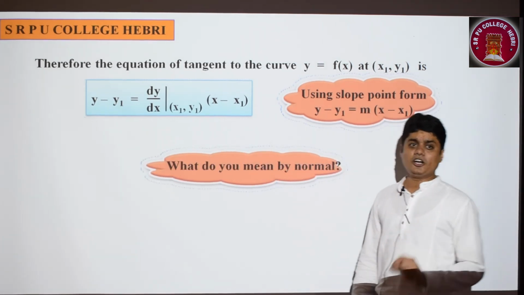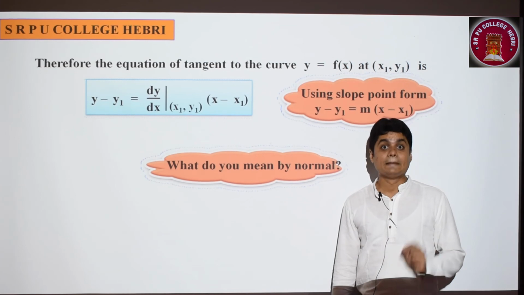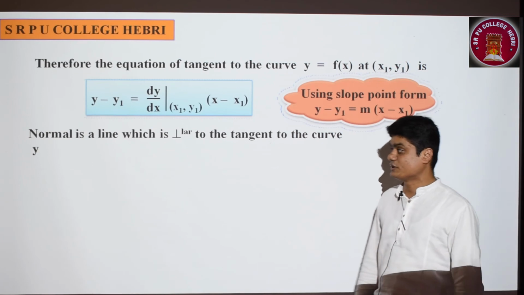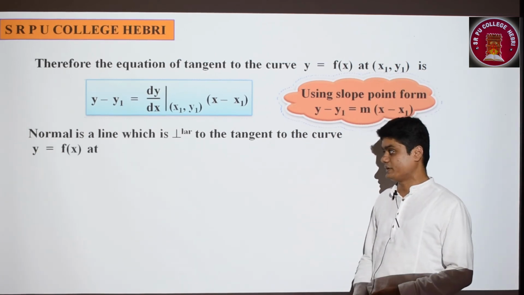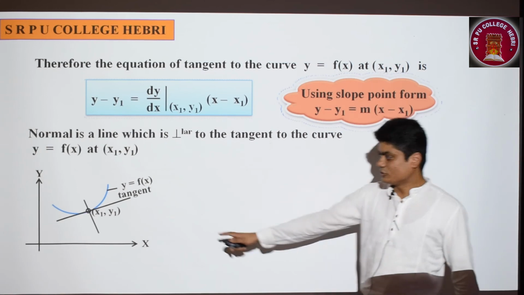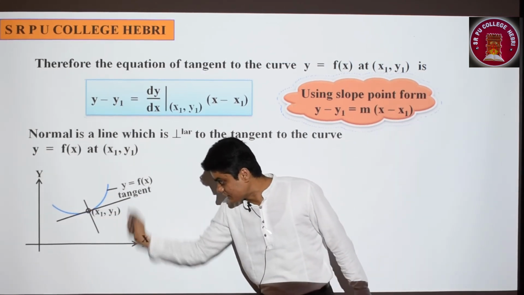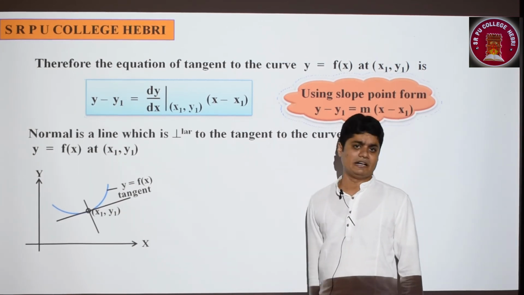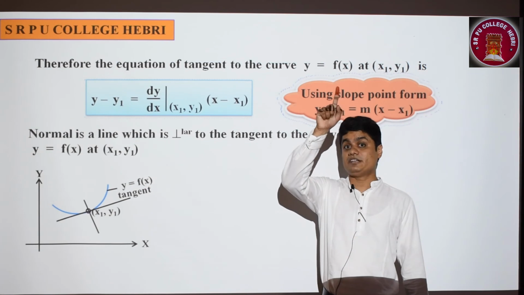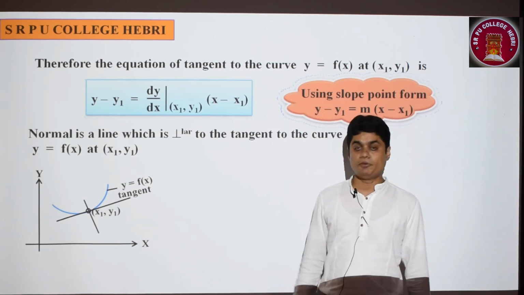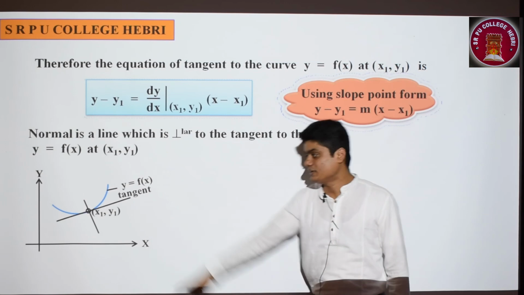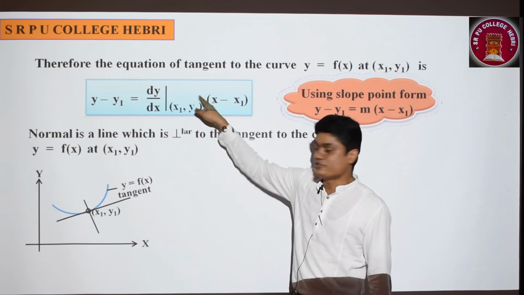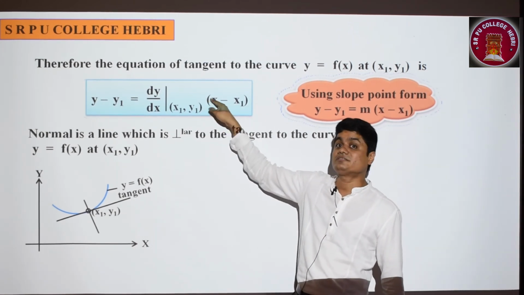Now what do you mean by normal? Normal is a line perpendicular to the tangent, right? Normal is a line which is perpendicular to the tangent to the curve y equal to f of x at the given point. So the tangent is there, and the normal will be perpendicular to it at the given point. I hope you know about it. If you don't, you can understand very easily through this diagram. Normal is a line which is always perpendicular to the tangent at the given point. Did you understand the diagram? Now we are going to find the equation of a line which is perpendicular to this tangent.